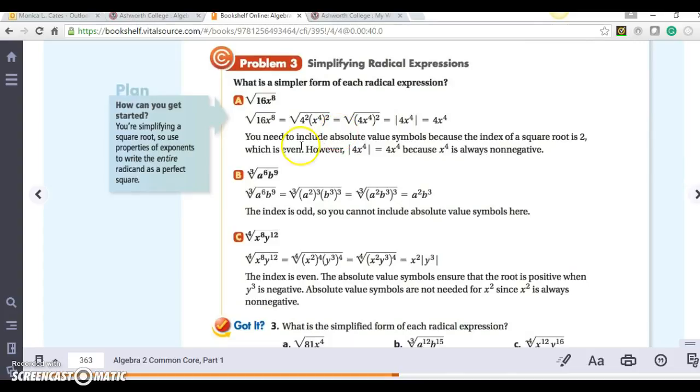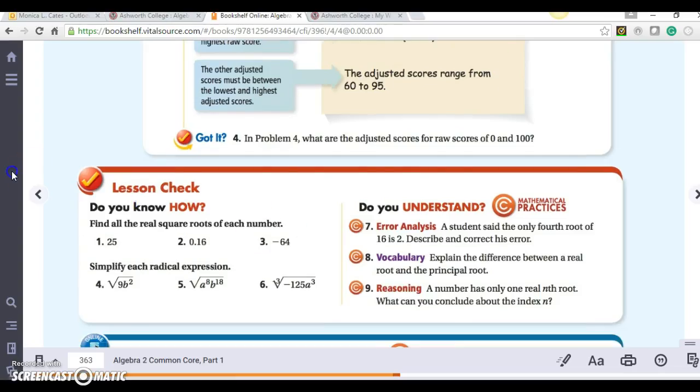All right, let's look at part B. So when we have an odd nth root or index, I don't need the absolute value. So again, I'm just going to take my 3 and divide 6 by 3, and I get 2. Divide n by 3, and I get 3. So a squared b cubed.